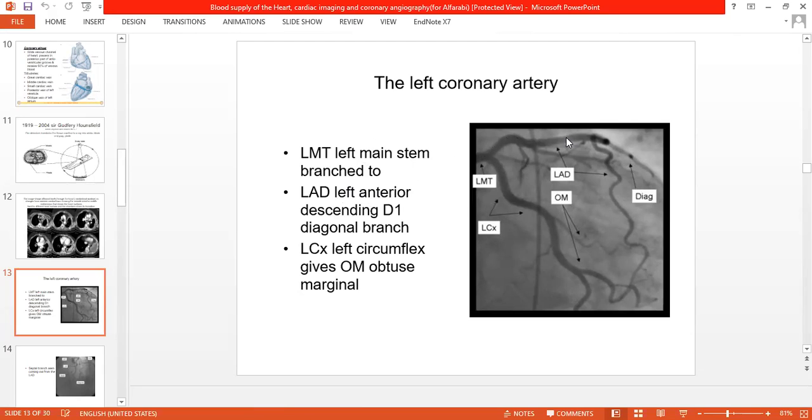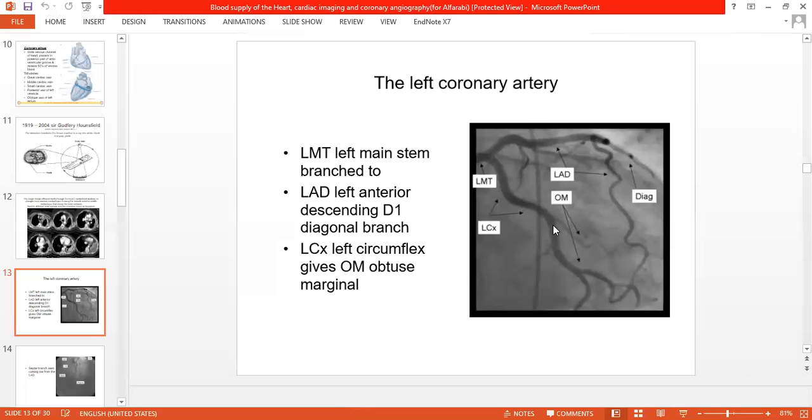It is called the anterior interventricular branch. But clinically they call it the left anterior descending, and it will also give branches called the diagonal branches, D1, D2, D3. They divide it into different levels. Then there is also the circumflex. LCX means left circumflex, which gives the obtuse marginal branches. So all these branches can be seen here. This is the diagonal branch. This is the left anterior descending, and this is the main left coronary artery.